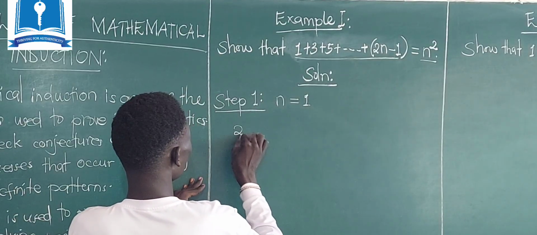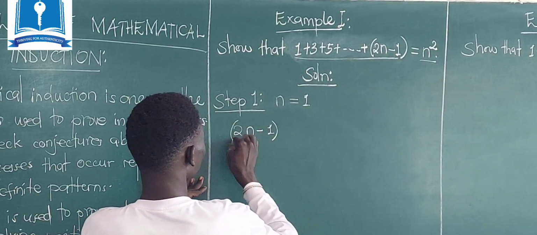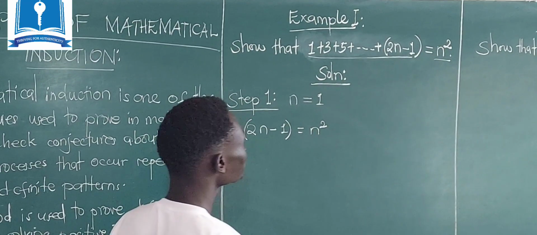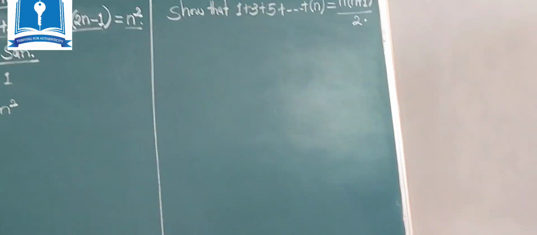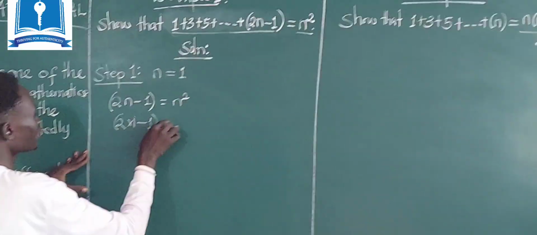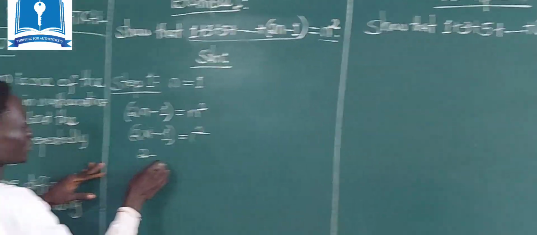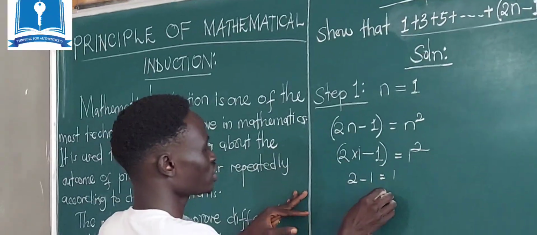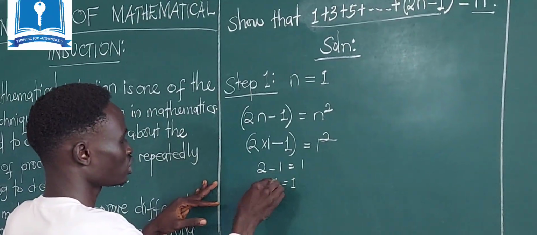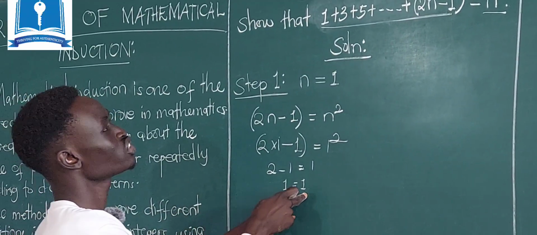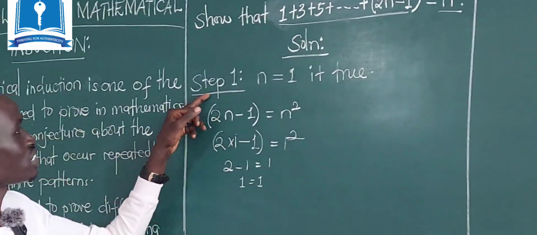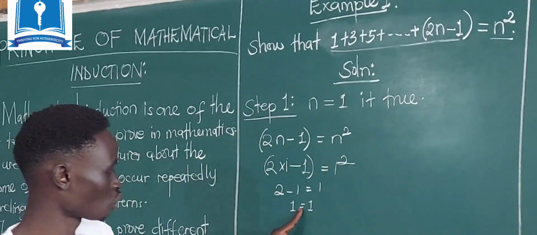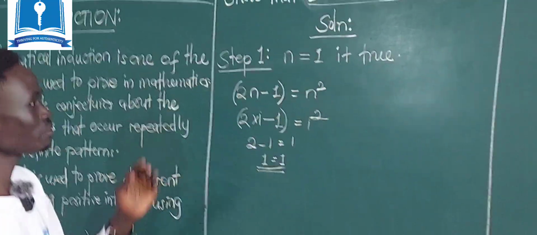So it is 2n minus 1 equals n squared. Now you substitute the value of n with 1. It will be 2 times 1 minus 1 equals 1 squared. Here we are getting 2 minus 1, which gives 1, and on the other side we are getting 1. So 1 equals 1, meaning it is true. For the first step, this one is equal to this. We proved it. It is true. Now let us come to step 2.